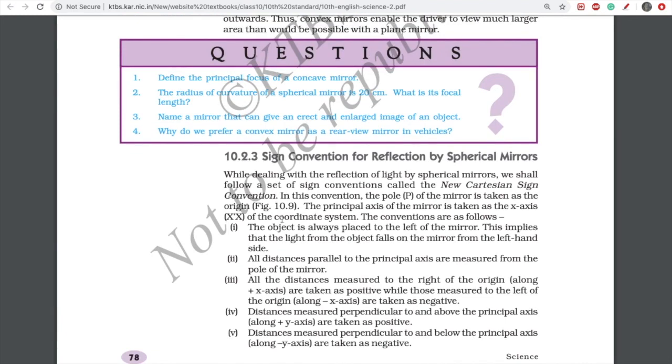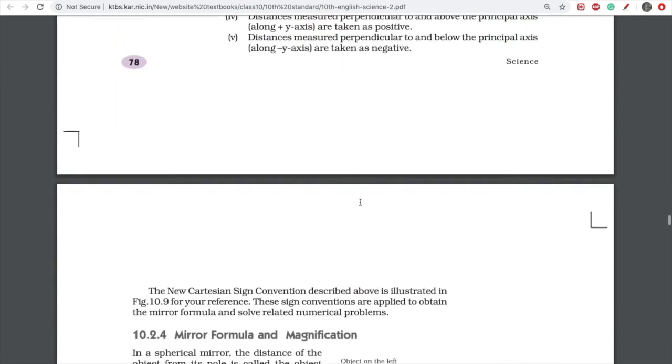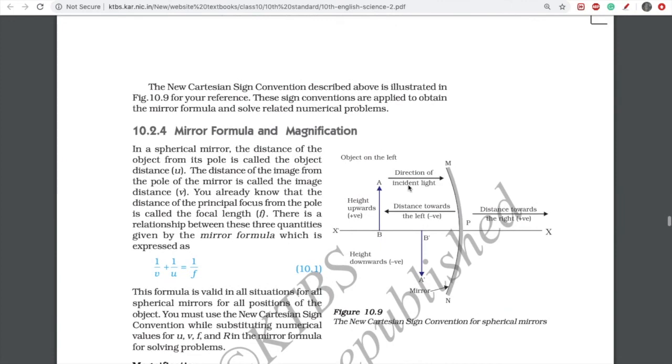So when we are dealing with reflection of light by spherical mirrors, we will follow some sign convention. Whichever is the direction of light towards the mirror is going to be positive. That is, towards the right is going to be positive. Whatever is towards the left, we assume will be negative.